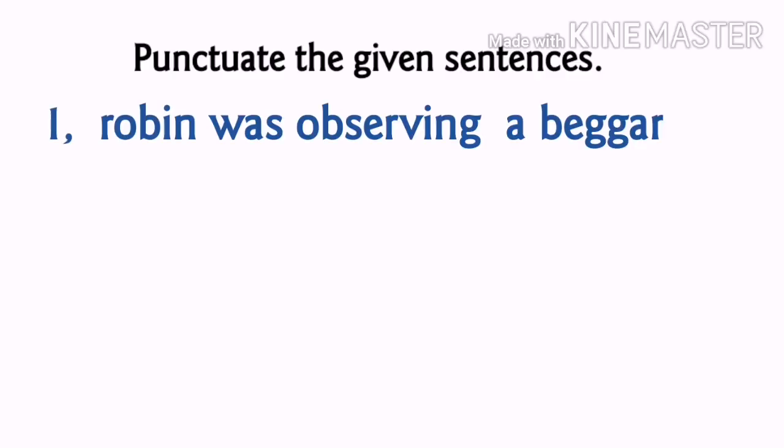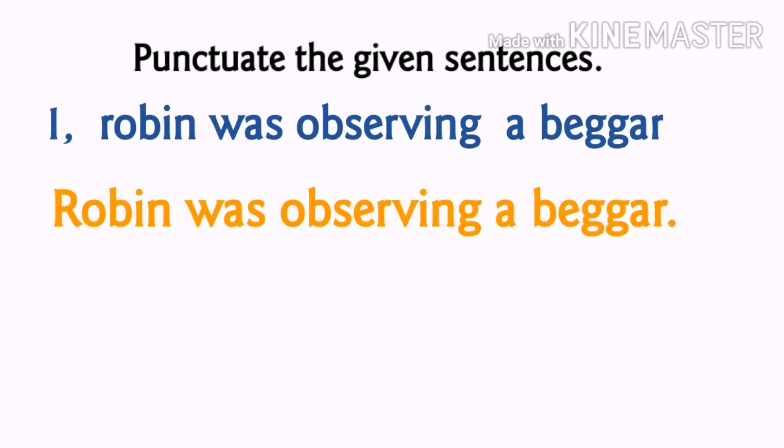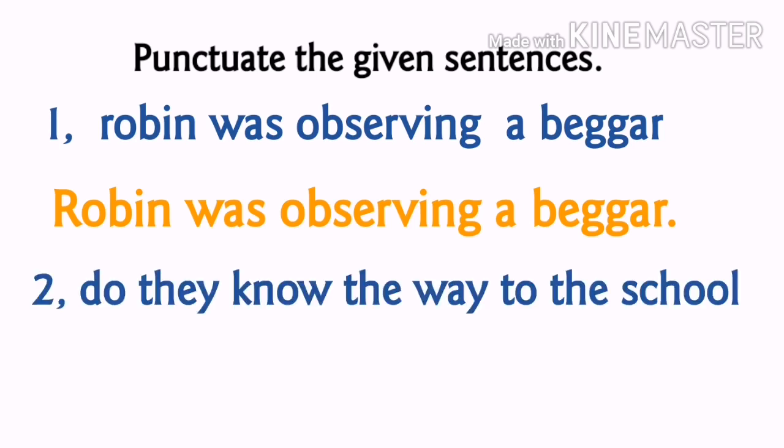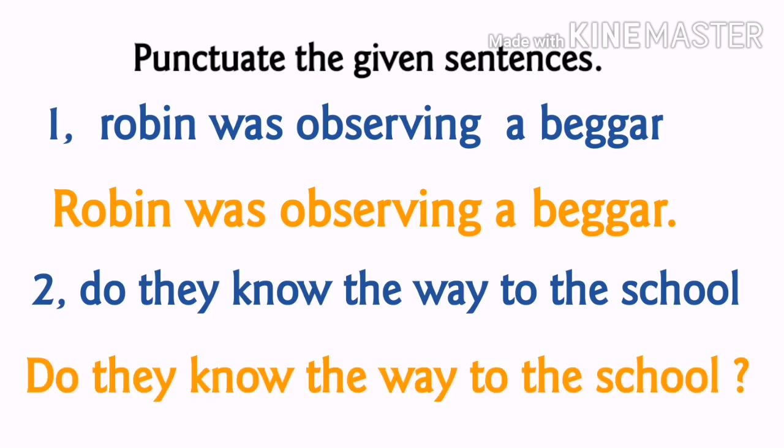Next, I'll give some sentences. What you have to do is use correct punctuation marks, and we know that sentences will begin with a capital letter. So let's see some sentences. Robin was observing a beggar. Here, what is the error? The first letter should begin with a capital, and at the end there should be a full stop. See the next sentence. Do they know the way to the school? What's the error? The first letter should be capital and it should end with a question mark because it's an interrogative sentence.